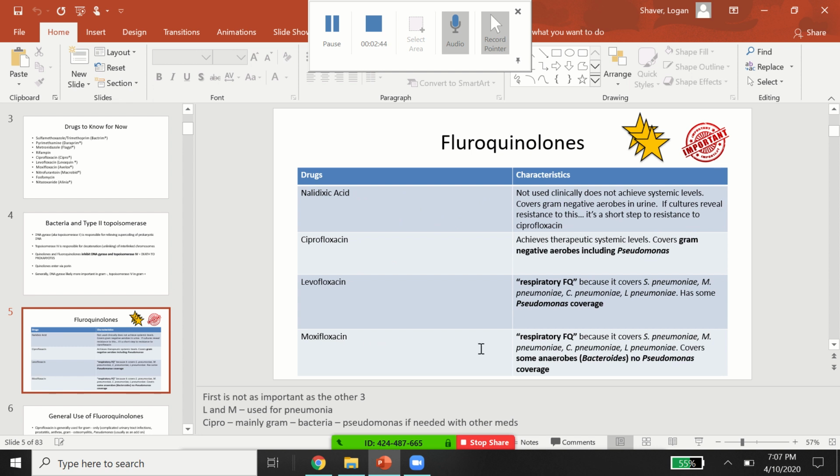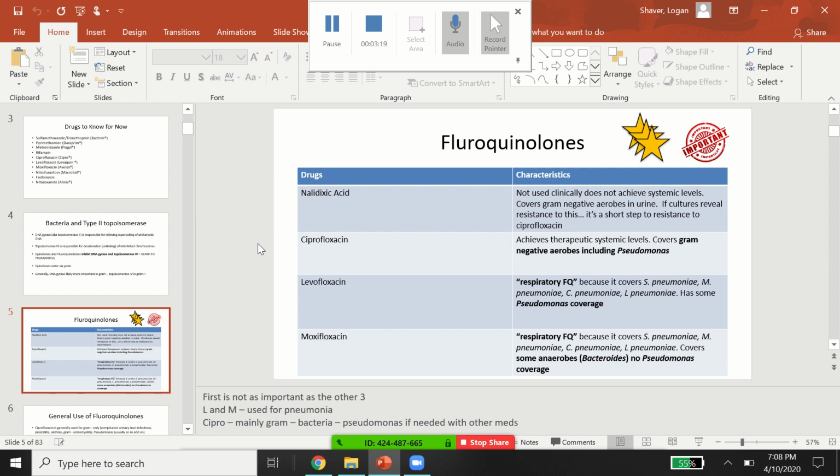And the thing you need to realize here is that Levo and Moxie are respiratory fluoroquinolones. So L and M, they're used more for pneumonia type stuff. So of course they're going to cover that, and on top of that, they have some Pseudomonas coverage as well, but they all kind of do, if you notice, right? But for the most part, since they're respiratory fluoroquinolones, they're going to cover pneumonia. And so you can see she lists all these different pneumonia bacteria. But of course, the more common one you're going to hear about is strep pneumo. I mean, that's the big one, right?